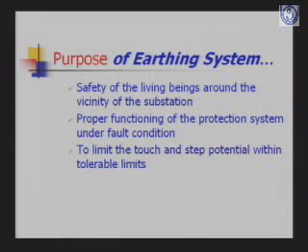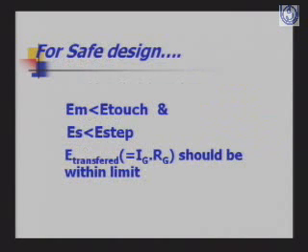So we have the earth mats inside a substation. The earth mat is provided for safety of the living beings around the vicinity of the substation, proper functioning of the protection system under fault condition, and to limit the touch and step potential within tolerable limits. You must have seen the earth mat whenever the construction of a substation is started, then the earth mat is provided in the switchyard. For safe design, EM should be less than E-touch and ES should be less than E-step.